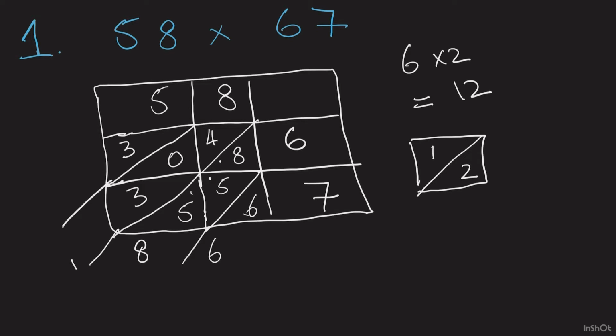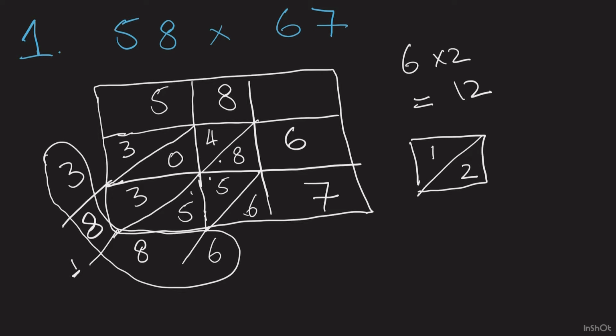Next one, we've got 3 plus 0 plus 4, which gets us 7, and then add the 1 that we got here, which gets us 8 as total. And then the last box has 3 in it, so we just write 3 out here. And the answer to the question is these numbers out here. So that equals 3,886.